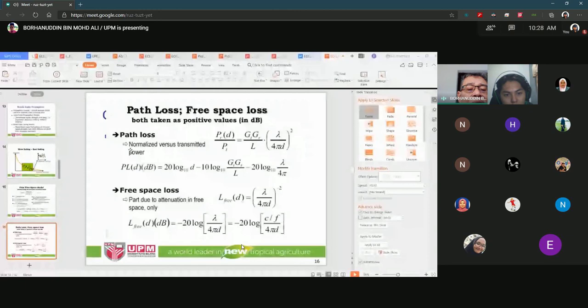So path loss normalized versus transmitted power. Jadi the power received at the receiver divided by the transmitter. So that's another representation. How much power is received as opposed to how much power was transmitted. So this is the equation tadi. Therefore, the power loss is equal to ni lah semua logarithm ni 20 log D minus 10 log this term here minus 20 this, because of the squared here, log lambda over 4 pi.